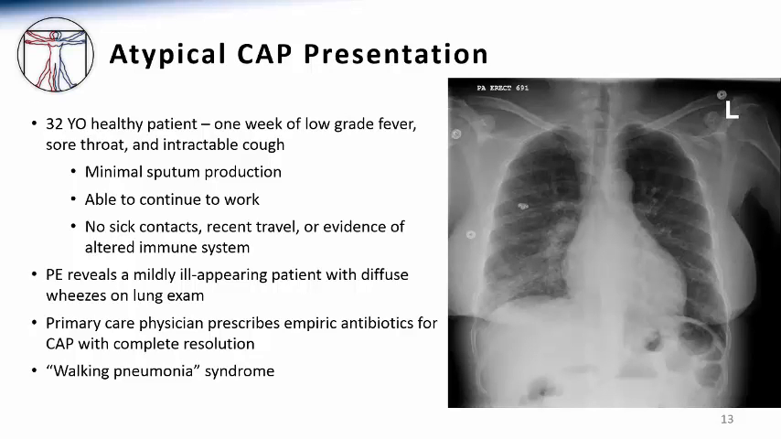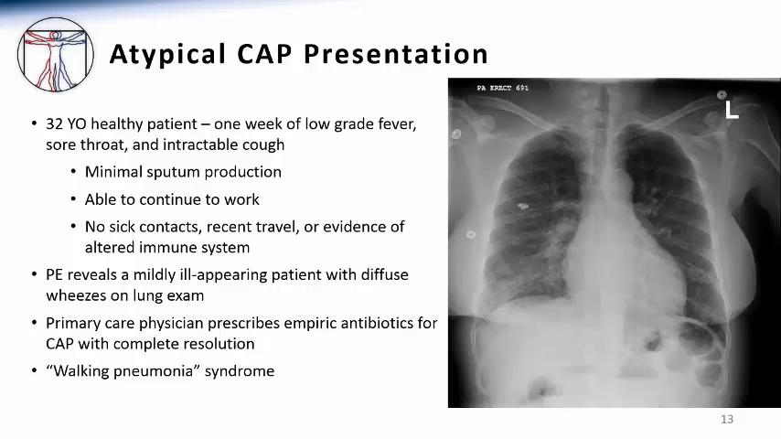In contrast, the atypical community-acquired pneumonia presentation would be more like this patient, a 32-year-old healthy patient who had a more prolonged subacute illness with low-grade fevers, a bit of a sore throat, and an intractable cough rather than excessive purulent sputum production. Although the patient was ill, he was able to continue to work during this time. He noted no sick contacts, recent travel, or any evidence of immune suppression.